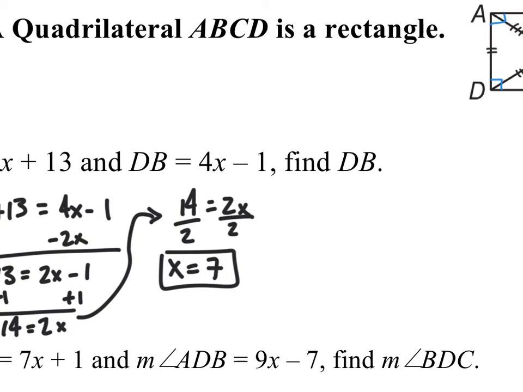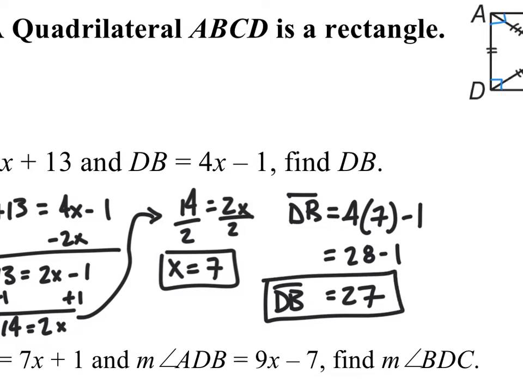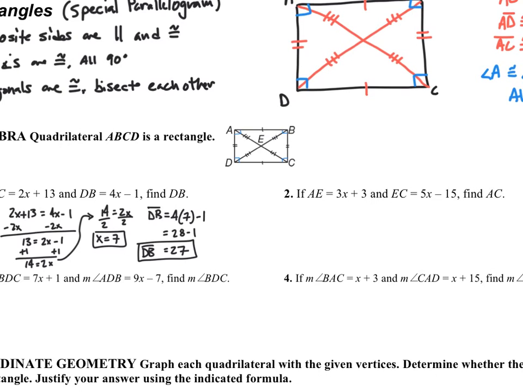Okay, so DB is 4x minus 1. I'm going to plug 7 into that. So 4 times 7 minus 1 is going to give me 28 minus 1, which gives me 27. So DB has a length of 27, okay? Let me take a look here.